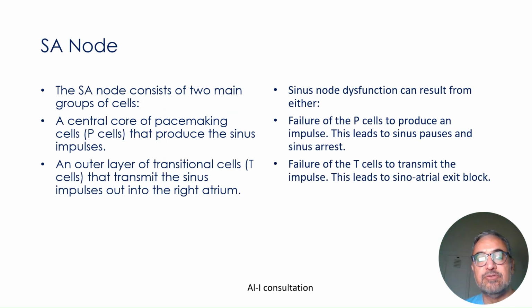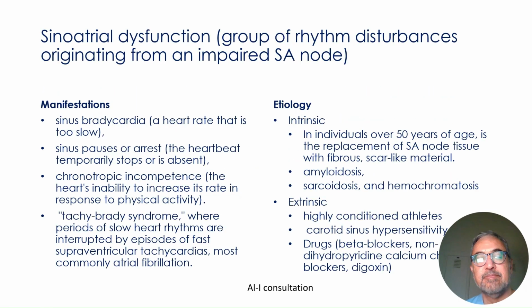The SA node has two main groups of cells, a central core of pacemaking cells, an outer layer of transitional cells. Sinus node dysfunction can result from either a failure of the P cells to produce the impulse or failure of the T cells to transmit the impulse. SA node dysfunction originates from the sinus node. It can be sinus bradycardia, sinus pauses, chronotropic incompetence, that is a failure of the heart to increase heart rate in response to physical activity, tachybrady syndrome, where periods of slow heart rate are interrupted with periods of fast heartbeat.